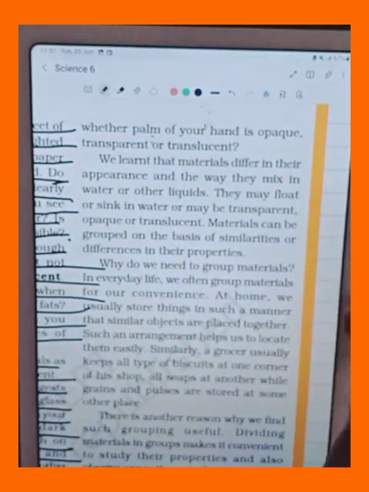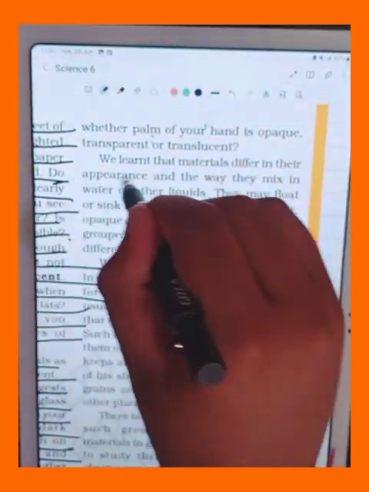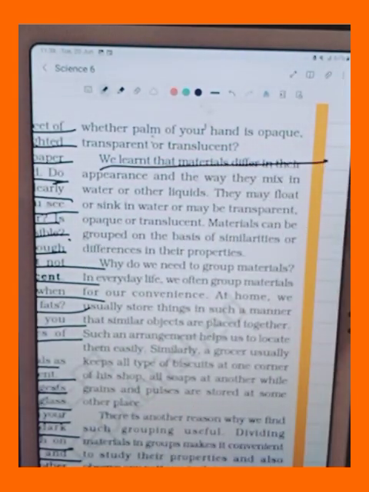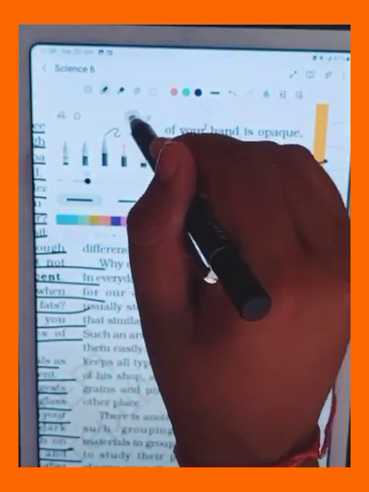We learned that materials differ in their appearance. So just take this.